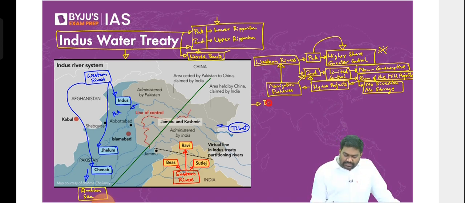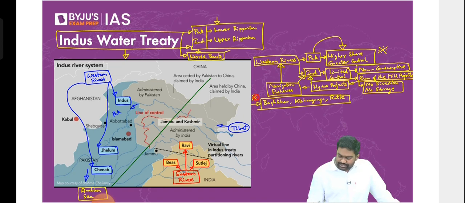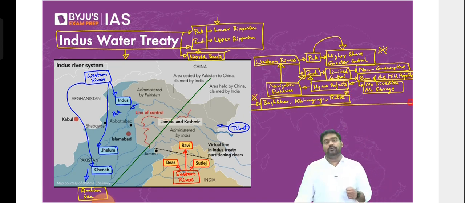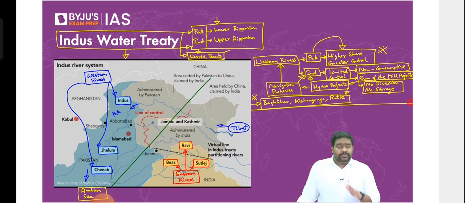We have built projects such as the Baglihar project, the Kishanganga hydropower project. We have taken up recently the Ratle hydropower project and many others. These are some important Indian hydropower projects on the western rivers. Is that clear? The Baglihar, Kishanganga, and Ratle projects, these are some important hydropower projects. All these projects planned by India, they are in line with the terms of Indus Treaty. We have informed Pakistan, we have shared all the data. We have designed the project in such a way that will not breach the terms of the treaty.